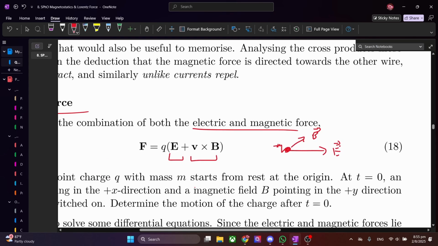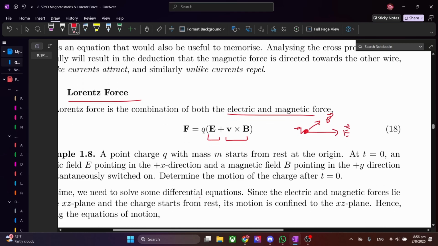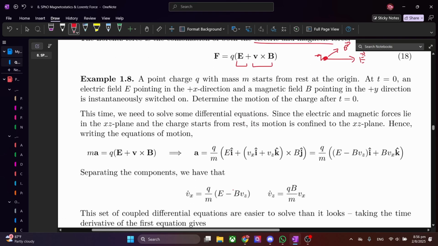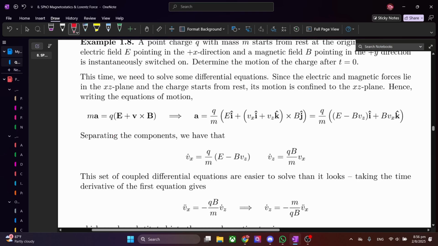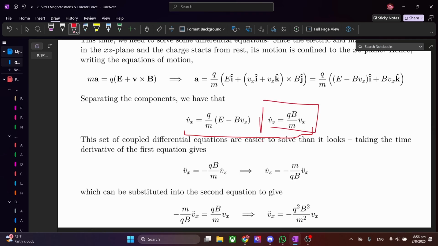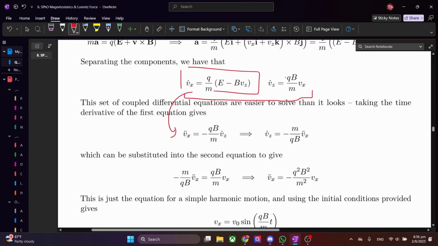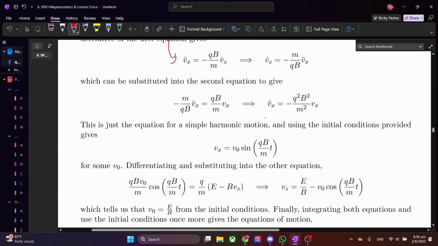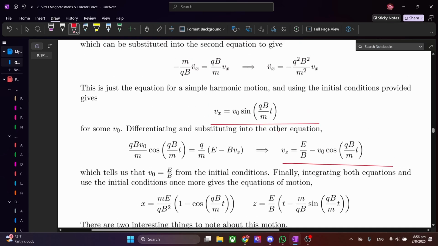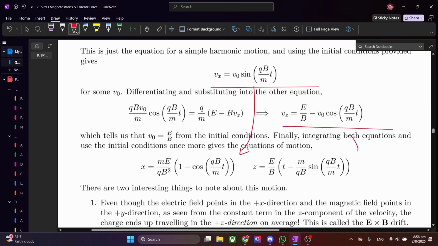We want to calculate the motion of the charge through this here, and it requires a bit of solving of differential equations. Again, I'll leave you to read the math, but you just use Newton's second law. You can decompose the components, and it looks kind of scary to solve this couple of differential equations, but actually all you need to do is differentiate one of them. You differentiate one of them, you get here, you substitute into the other one, and then you actually just get simple harmonic motion for one of the velocities. Your other velocity is also kind of simple harmonic motion. You can integrate both of them to then get these results.